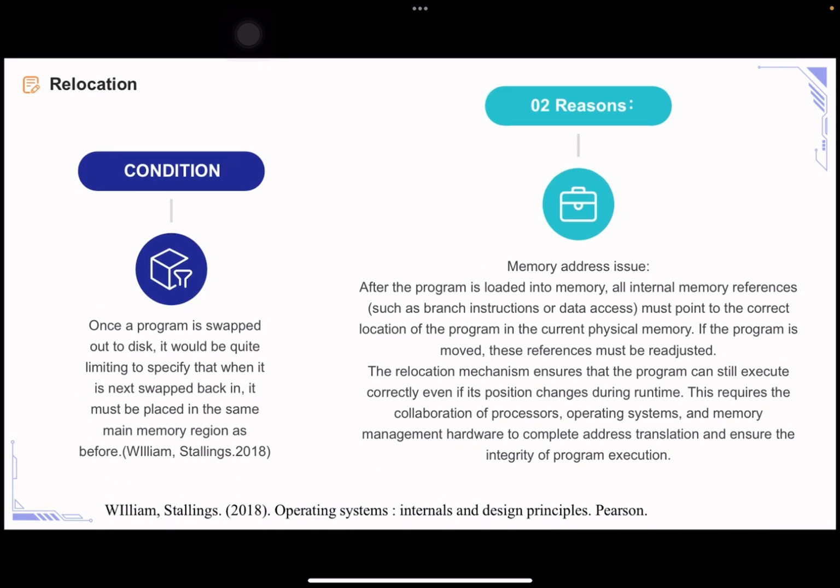The first one is relocation. What about that? Once a program is swapped out to the disk, it would be quite limiting to specify that when it is next swapped back in, it must be placed in the same main memory region as before. Another reason is that after the program is loaded into memory, all internal memory references must point to the correct location of the program in the current physical memory.